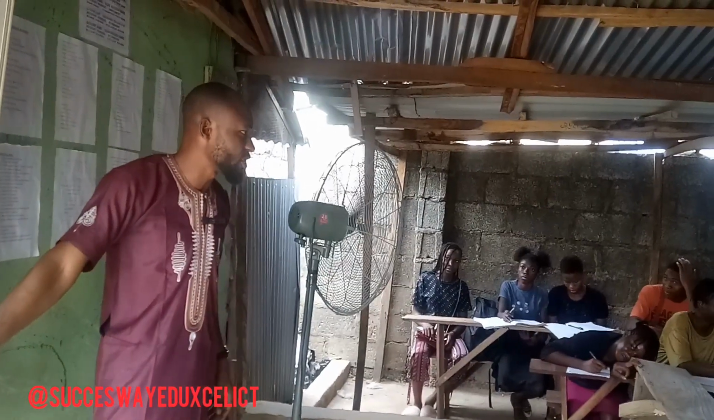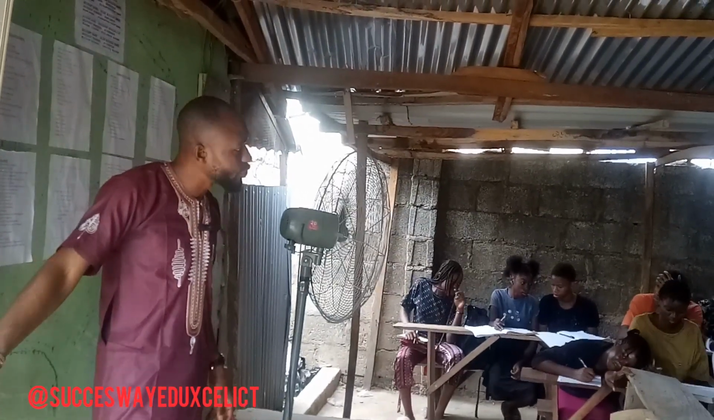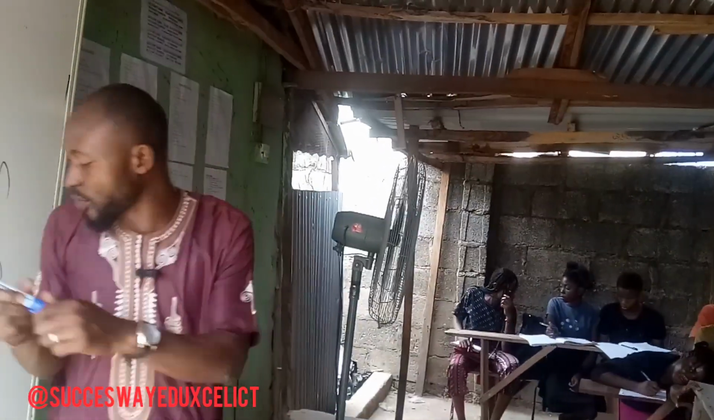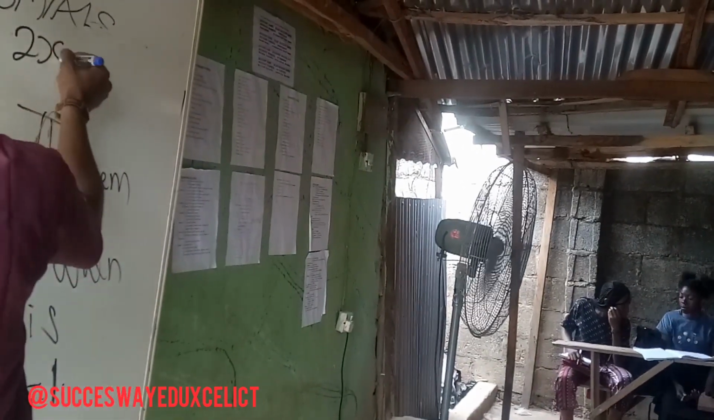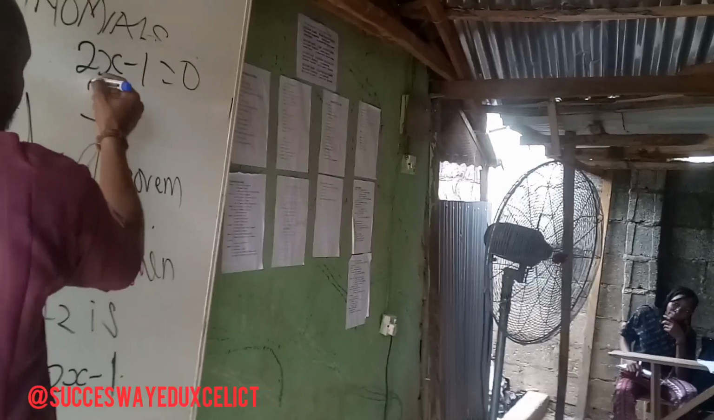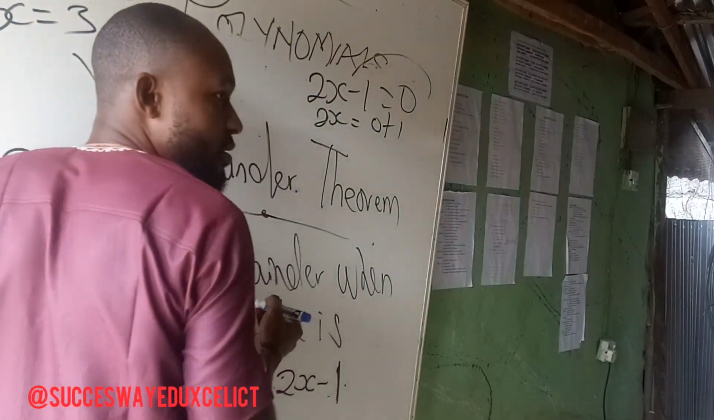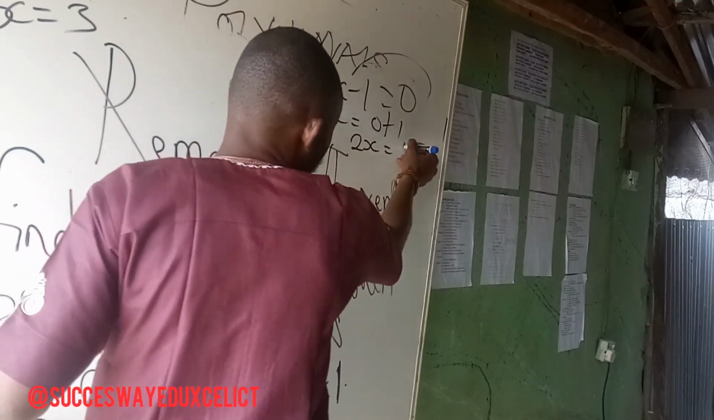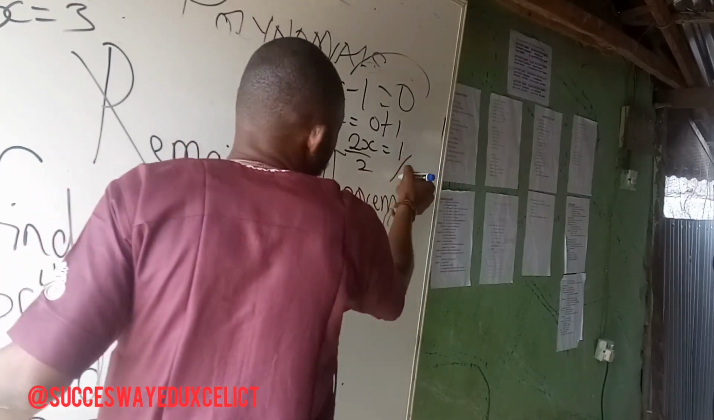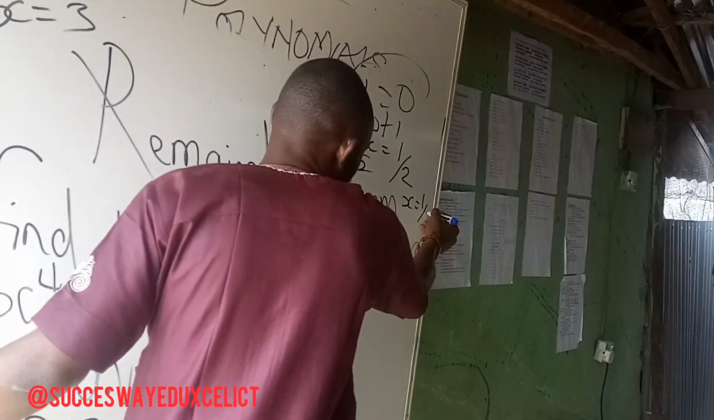Make x the subject of formula. Whatever value it gives to you, substitute. This is what I'm saying. From here, 2x minus 1 will be equals to 0. 2x will be equals to 0 over here, plus 1. 2x here is equals to 1. We are looking for x. Divide both sides by 2. X is equals to 1 over 2.